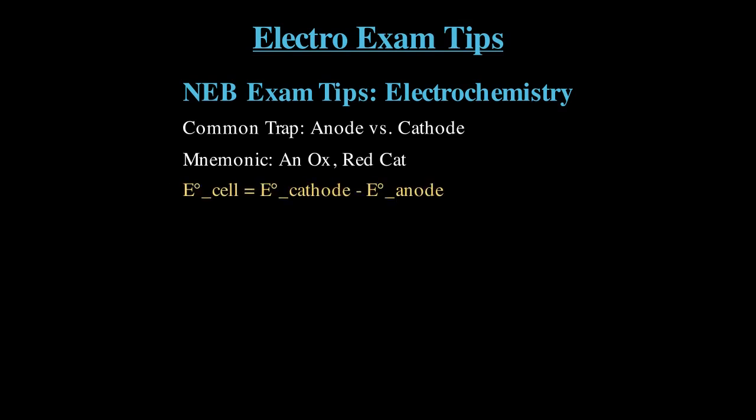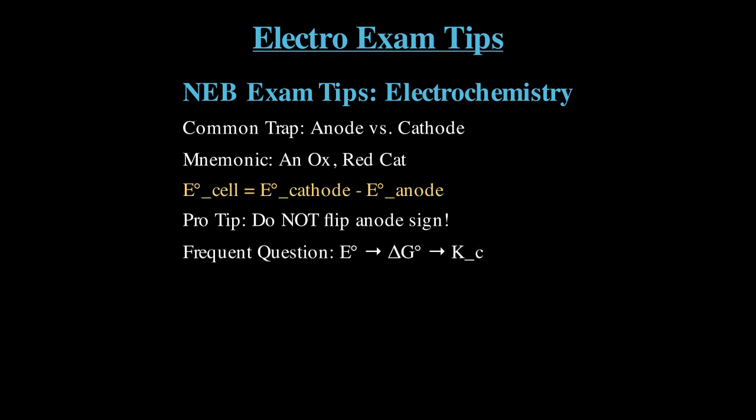A huge time saver for standard potential is E naught cell equals E naught cathode minus E naught anode. Don't flip the sign of the anode, just subtract it directly. Year after year, NEB asks for delta G or the equilibrium constant Kc from a given E naught cell value. Practice these conversions. Stay calm, read the question carefully, and you will ace this section.